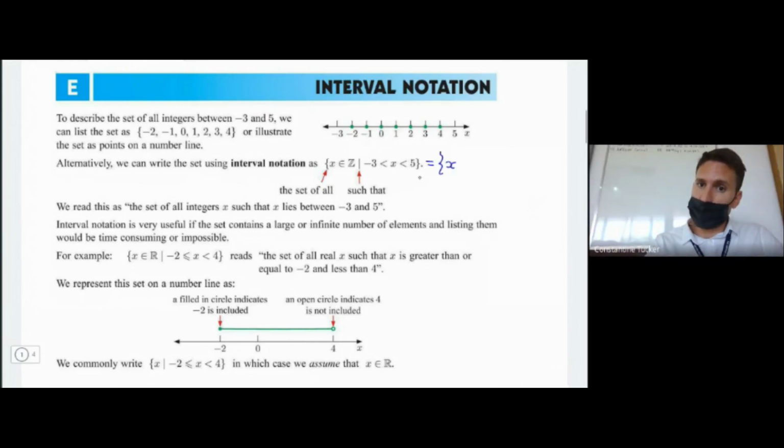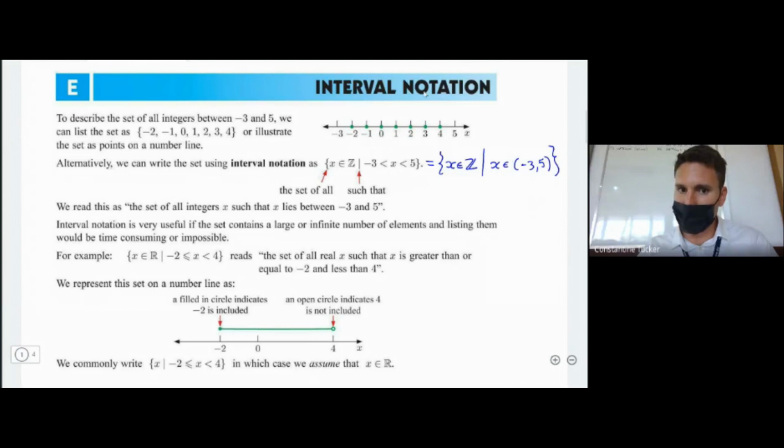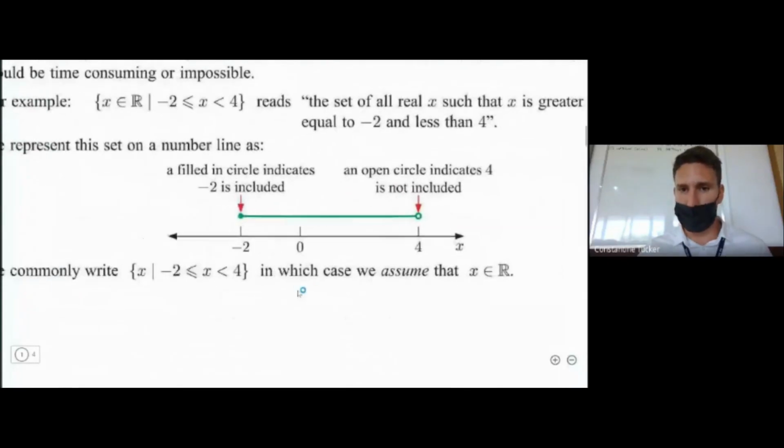It would be all the x's, which are whole numbers, integers, such that x belongs to the interval (-3, 5]. So much more elegant. Now let me explain what I've done here. This idea is called interval notation. So bear with me while I remind you of something here.